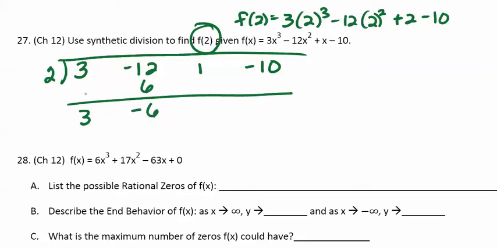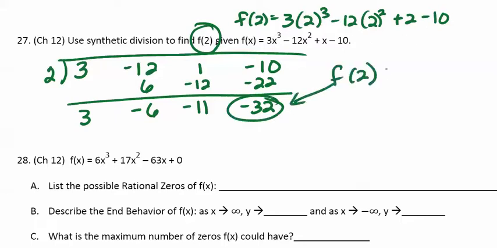column, and then we multiply 2 times the next value, so we get negative 12. We add the column, and we'll come up with negative 11. We multiply, and here we come up with negative 32. And of course you could check the old-fashioned way with your calculator. We believe that this value, this remainder, is the y coordinate. So when we put 2 in for the x coordinate in this function, the y coordinate will be negative 32.